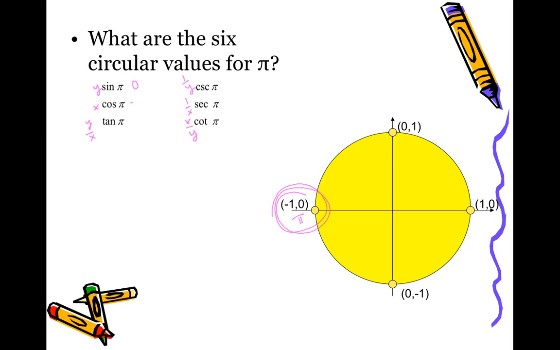The cosine of pi is going to be -1. The tangent is going to be 0, y over x. If you do 1 over y, you're going to get undefined, right? 1 divided by 0. What about 1 over -1? Oh, that's just -1. What about x over y? -1 over 0? Oh, that's undefined.